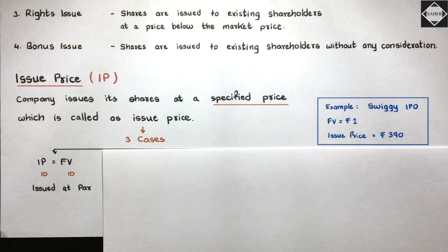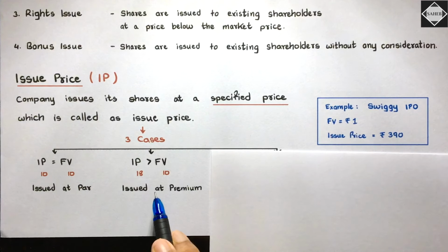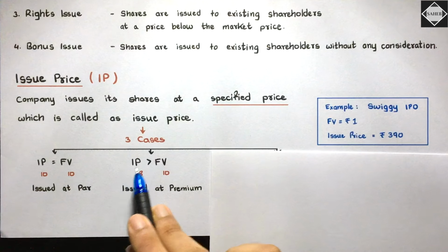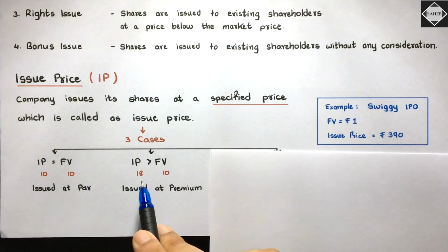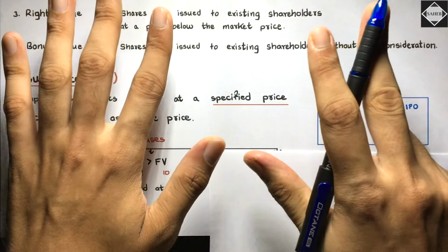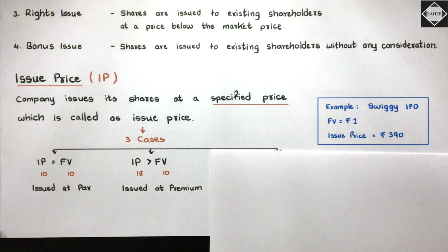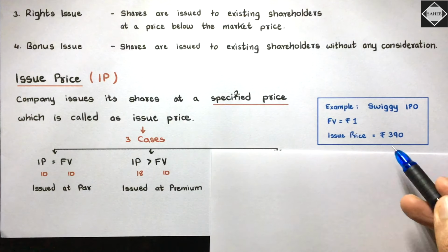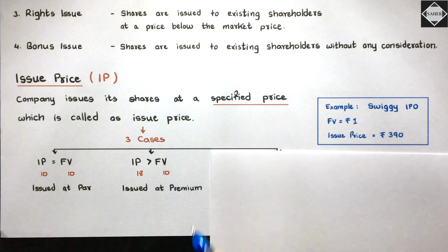Then there is another case, where the shares have been issued at premium. For example, the face value of the company is 10 rupees and we have issued the shares at 18 rupees. We have sold the shares at 18 rupees. So how much extra have we got? We have got 8 rupees extra. This 8 rupees is called premium, extra money. Is it clear? As I told you, with Swiggy it was 389 rupees extra. Simple. 99% of the time, this is what will happen in practical life.